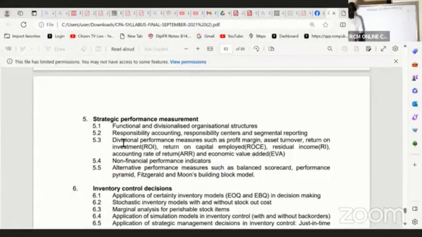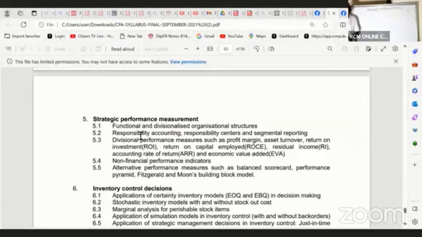And the topic that I'm so much interested in, given the knowledge that I have in advanced management accounting, is known as strategic performance measurement. Strategic performance measurement, topic number 5. So under topic number 5, what do they want me to teach you, my good students?